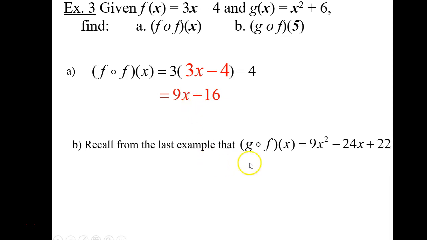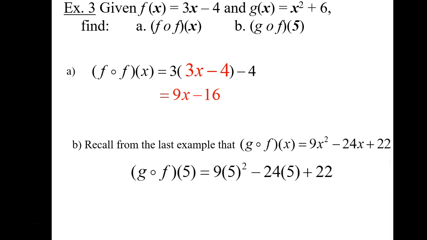So since we're working with the same two functions, I'm going to go back to what I wrote a few minutes ago. Look back in your notes. G composition f of x was this expression, 9x squared minus 24x plus 22. So once you've done that, now we're going to replace all the x's with a 5. And then follow order of operations, of course, exponents first, then multiplication, and when you simplify it, you should get 127.